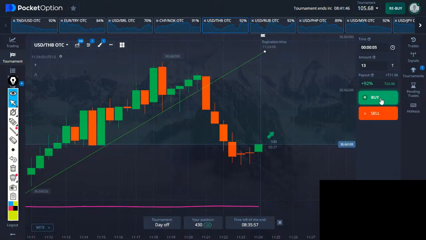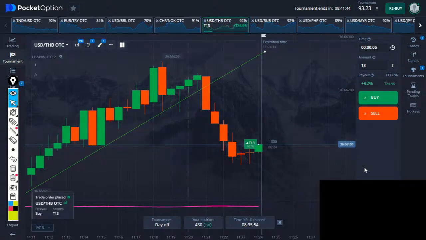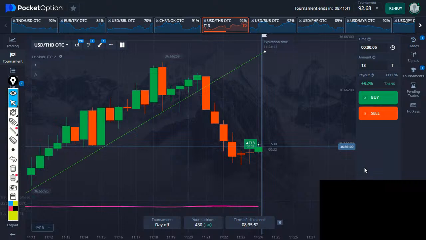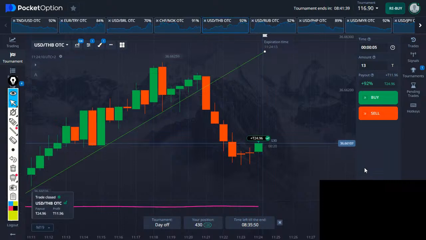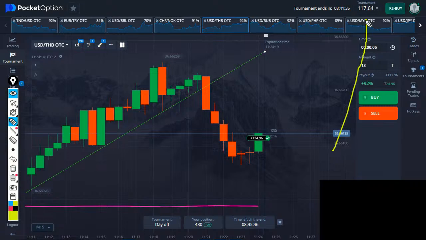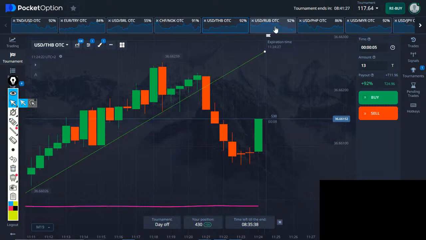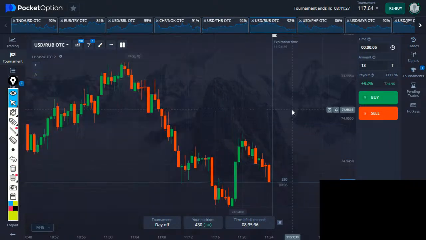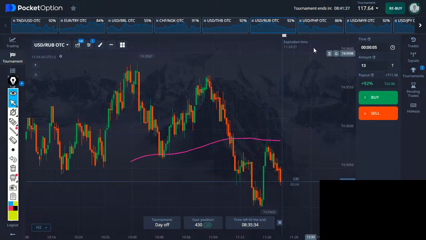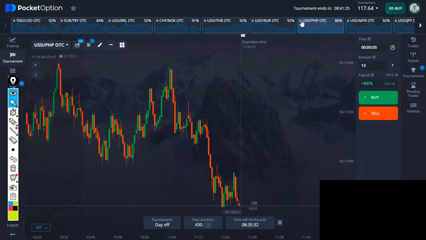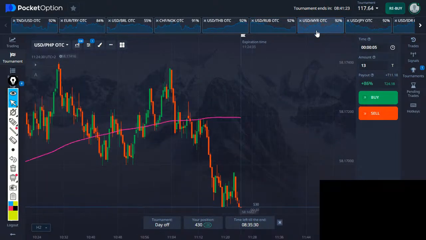Green, powerful green. 26, 25. We go for a buy. And it's a win. Guys, we are already 17.6% up. We still have around $2.50 to reach our daily goal. I will change pair. 86% is not enough. Let me see this one.